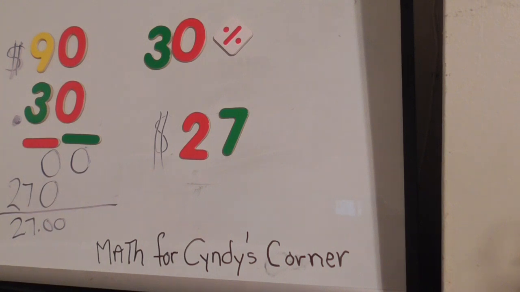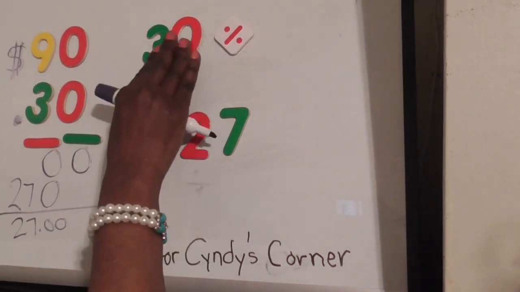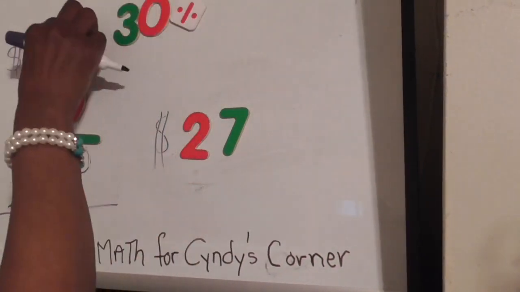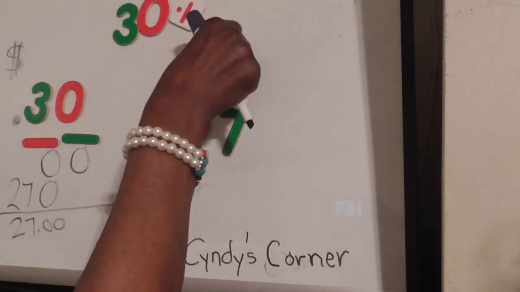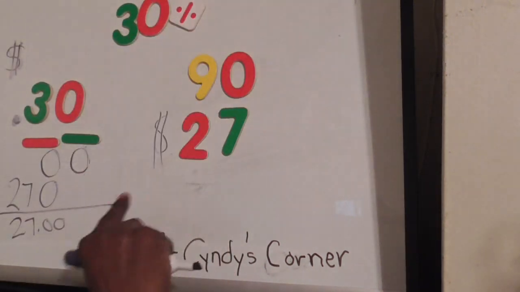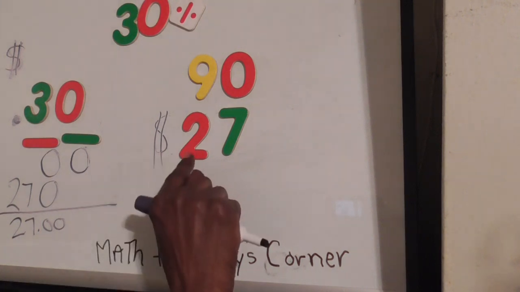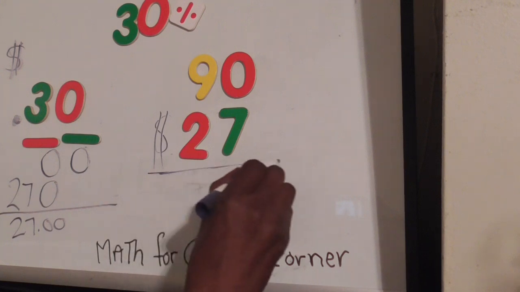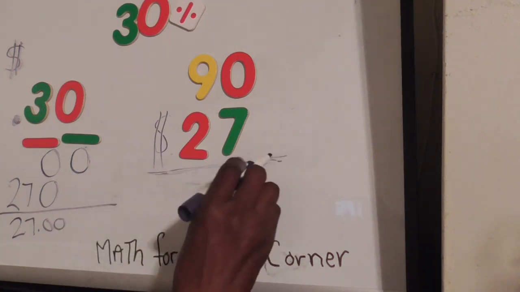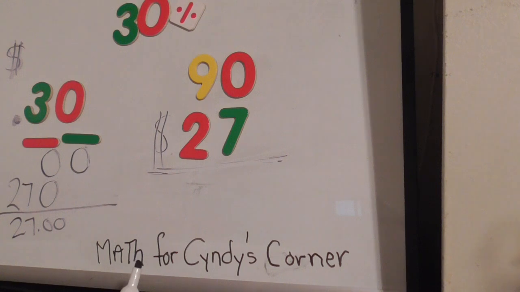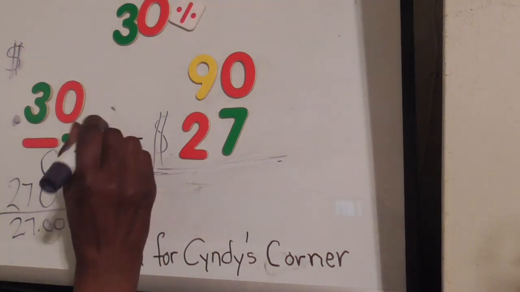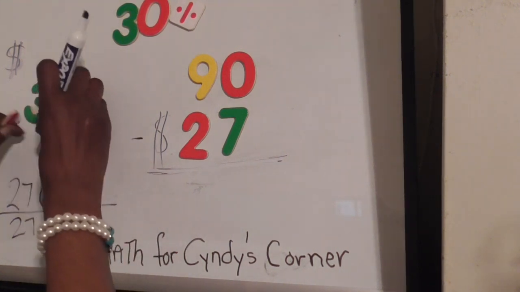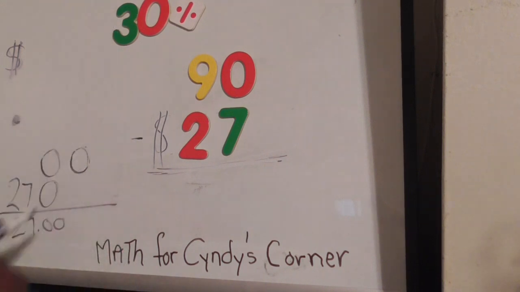But how do I find out how much I'm actually going to pay for the dress? It says 30% off. To find out how much you're actually going to pay, you're going to take 30% off of $90. 30% of $90 is $27. So, this is what we're going to do. We're going to say 90 minus 27. That's how much I'm going to end up paying.